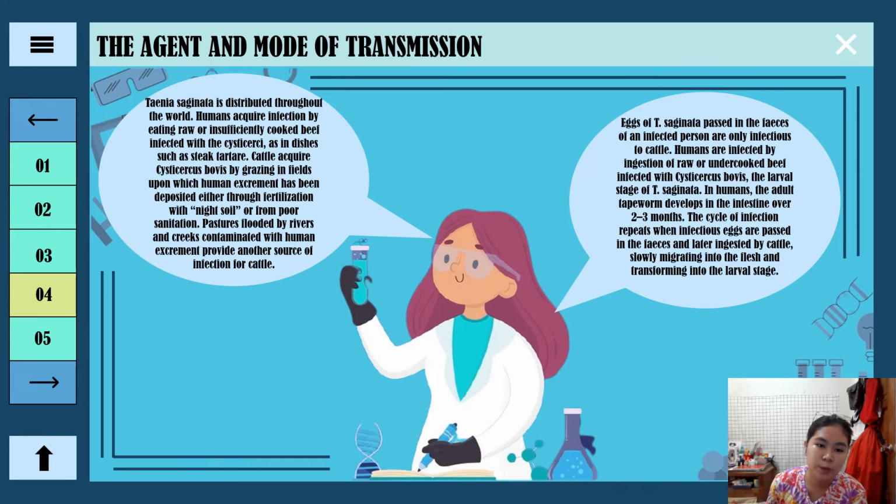Taenia saginata is distributed throughout the world. Humans acquire infection by eating raw or insufficiently cooked beef infected with the Cysticercus, as in dishes such as steak tartare. Cattle acquire Cysticercus bovis by grazing in fields upon which human excrement has been deposited, either through fertilization with night soil or from poor sanitation. Pastures flooded by rivers and creeks contaminated with human excrement provide another source of infection for cattle.